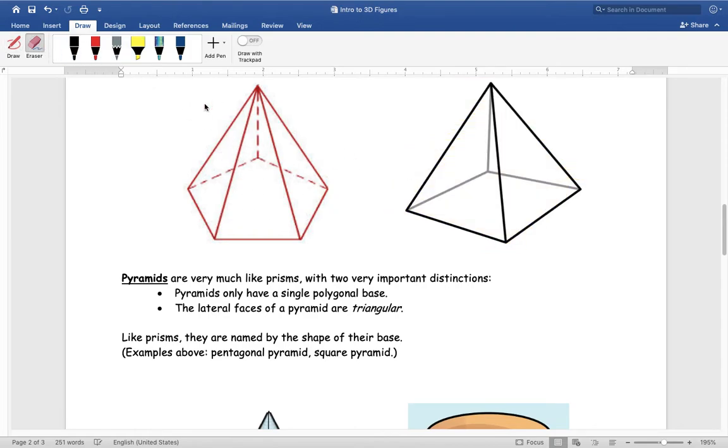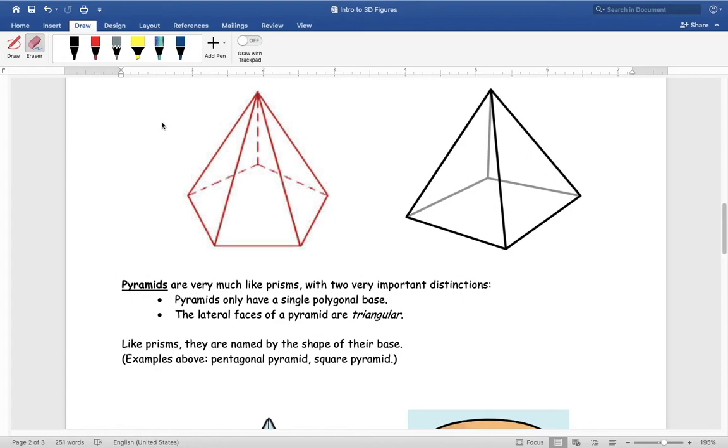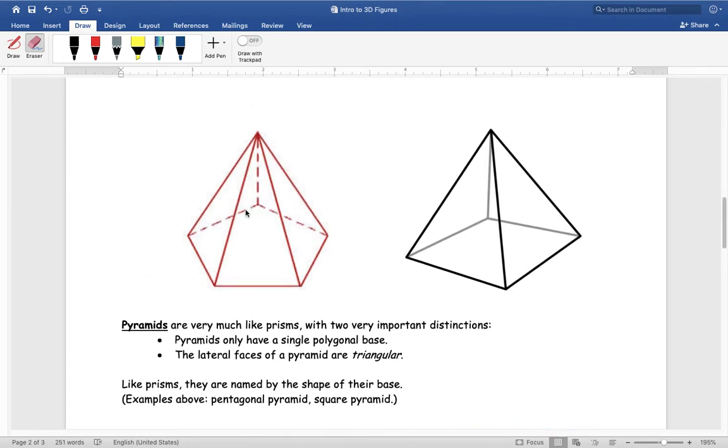Now, we're back to a kind of shape where all of our faces, every single surface of this pyramid, is a polygon, is some sort of shape that only has straight line edges. The difference now is the number of bases that you see here. Pyramids only have a single polygonal base, and we'll get to which one of those faces it's going to have to be here, but take note of the second piece. The lateral faces of a pyramid are triangular.